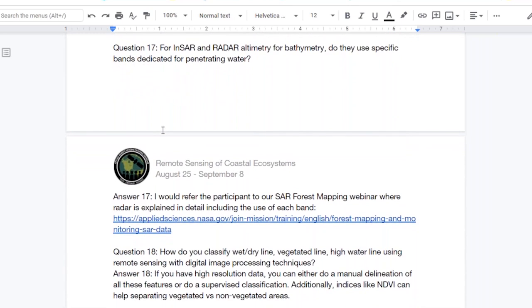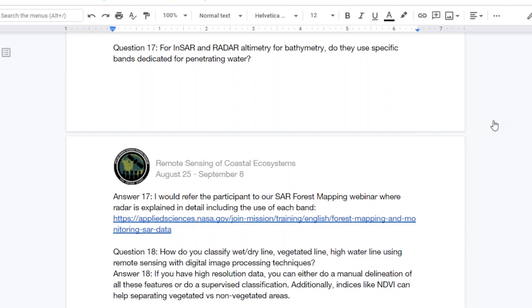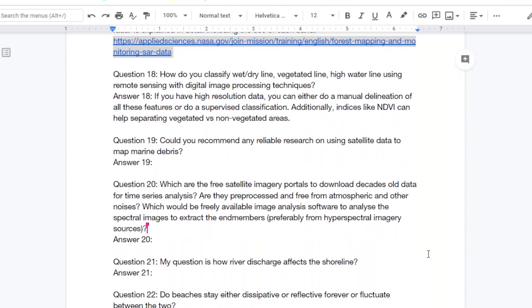For InSAR or radar altimetry for bathymetry, do they use specific bands dedicated for penetrating the water? I'm not a radar expert, but one thing that I'll mention is that during the SAR forest mapping webinar that our colleague Erika Podest conducted with Amber and I back in May, she did cover in a lot of detail the differences in the different bands of synthetic aperture radar in particular, and which of those bands can be used for particular areas. So definitely I would encourage you, I think it's in the first one or two sessions that this was covered in great detail. You can go to the SAR forest mapping webinar and get a lot more information about the different bands and whether there's any that can be used.